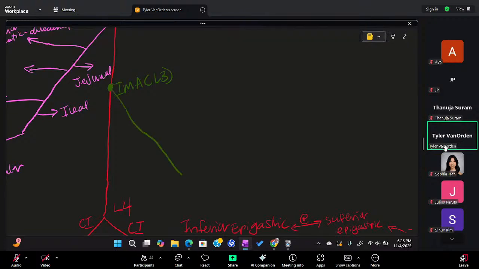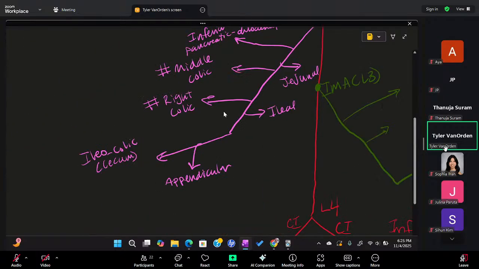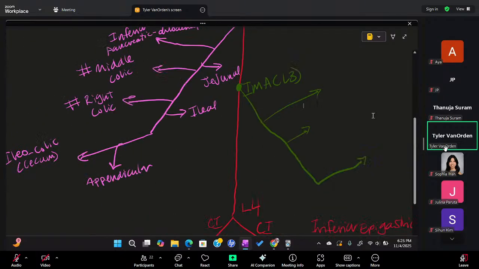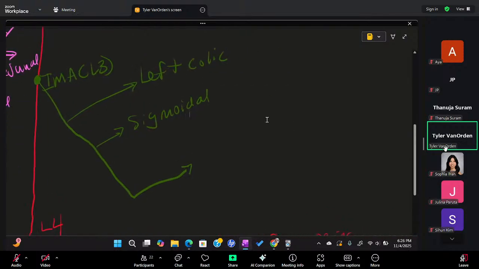So we're going to draw it the same way, and it's primarily on the left-hand side, so that's why I'm drawing it going towards the left. And just to reiterate, the IMA is at L3. So the right colic went to the ascending, and that was on the right side. Now we're on the left side doing the descending, so we have the left colic. Then we have the sigmoidal. So again, very conveniently named.